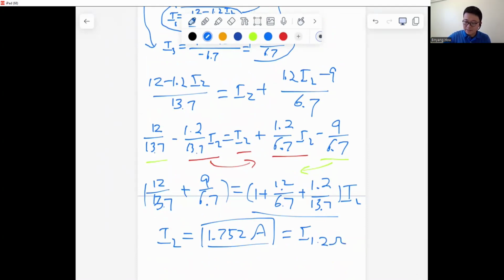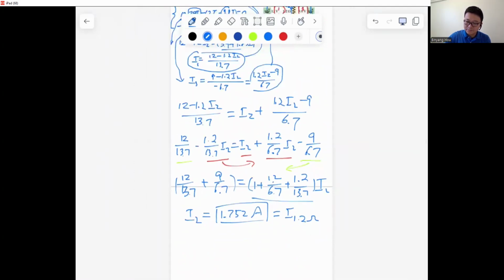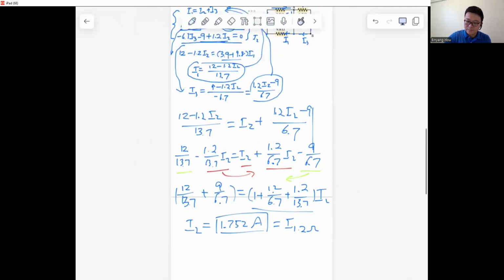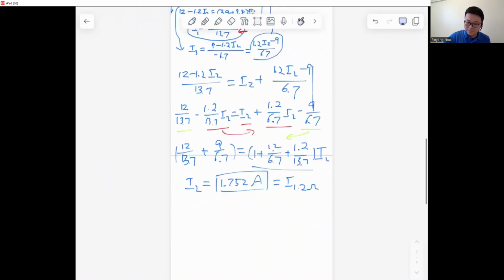Now if we look back here, now we have I2, so you can put things back into this equation over here, and then you'll have I1. So we can find I1 then.